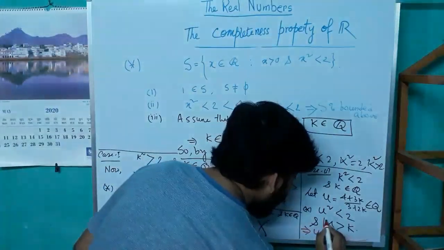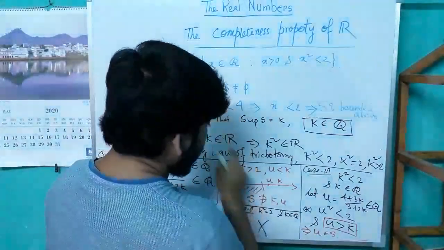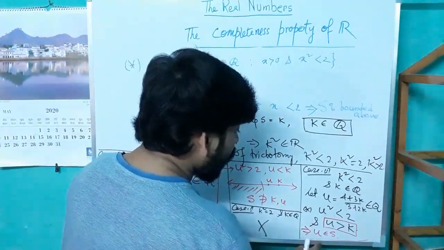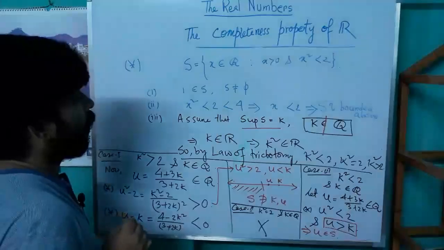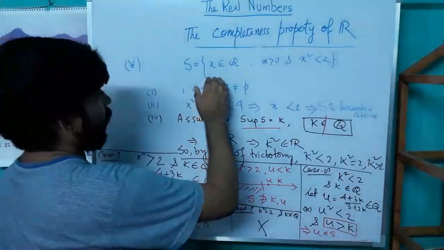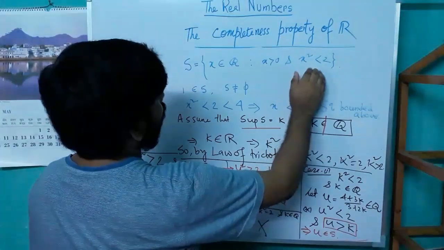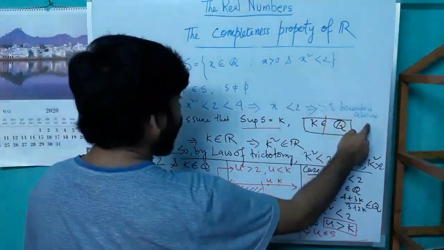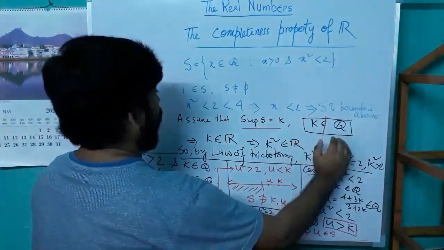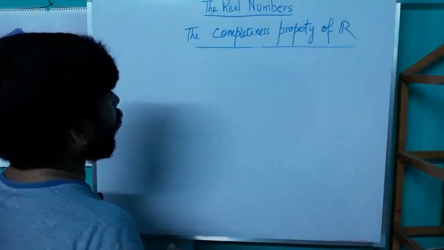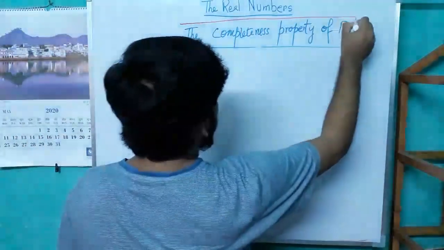Now since u is bigger than k, this implies that in the set S there exists an element u which is bigger than the least upper bound, and that is again impossible. So we have seen that the set S, defined as the set of all positive rational numbers whose square is strictly less than 2, is a non-empty bounded above set, and if its supremum exists, then that supremum cannot be rational.